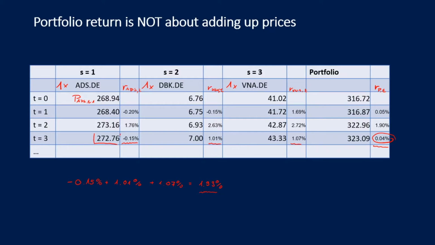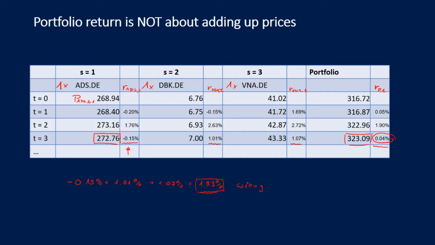It is 272.76 euro, and that's a huge part of the portfolio value of 323.09. I don't know the exact number, but I would guess it's about 75 or 80% of the portfolio. So Adidas dominates the whole portfolio, and Adidas has lost 0.15% this day. Accordingly, we can't gain as much as we have calculated here. So this is completely wrong or erroneous, right?